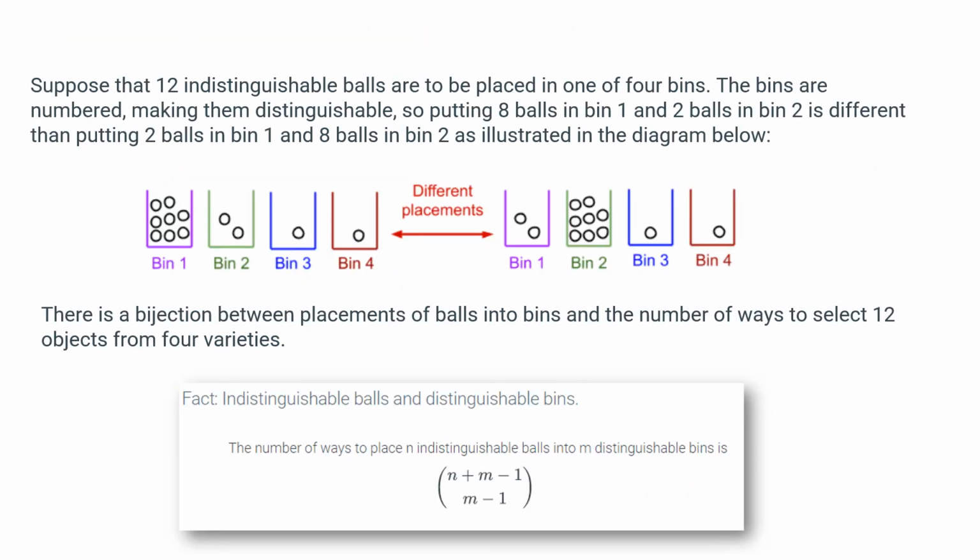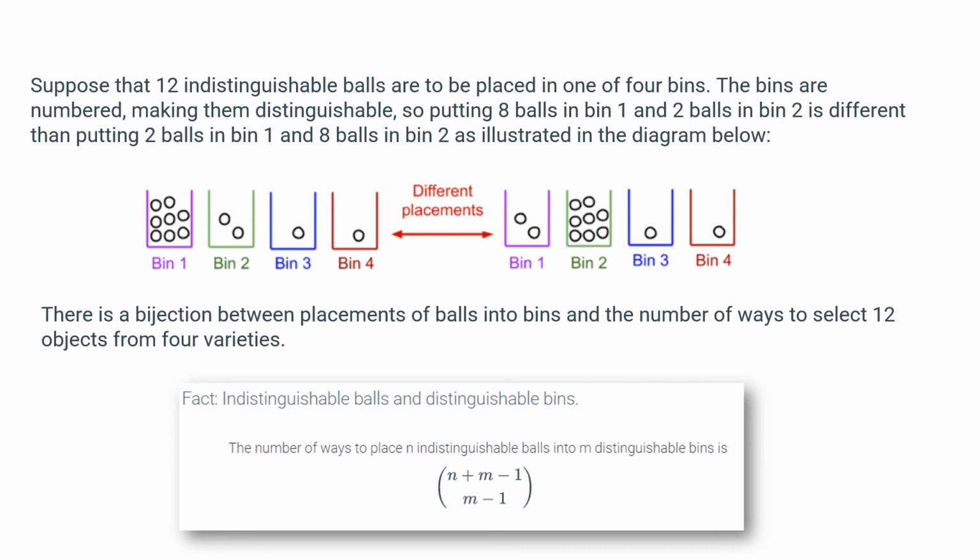Okay, we have one more scenario that ends up being equivalent to this cookie situation. Suppose that we've got 12 indistinguishable balls. They're all the same, and they are placed in one of 4 bins. The bins are numbered, so the bins are distinguishable. We're saying there's a certain bin called bin 1, there's one called bin 2, and so on.